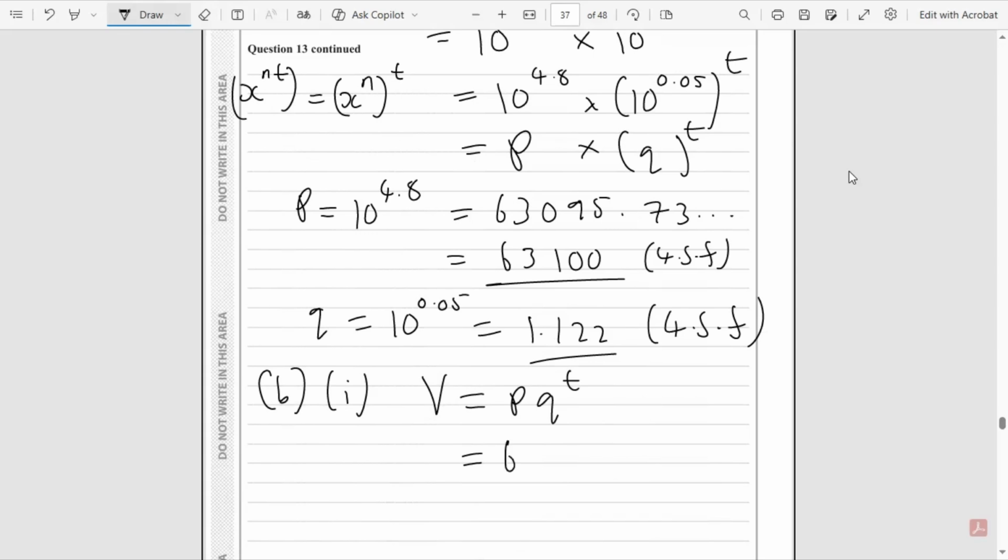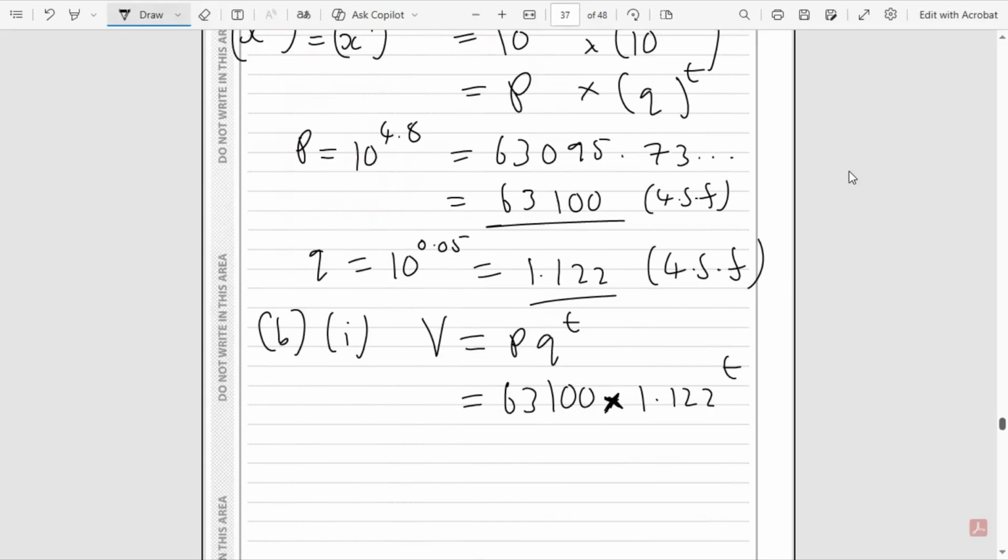And again, this was, in this case, 63,100 times 1.122 to the power of T. Sorry, this X is really annoying me there, that times sign. There we go. Okay, so the value of P, this 63,100. Now, when you have a model like this, an exponential model, that constant at the front is going to be your initial value.